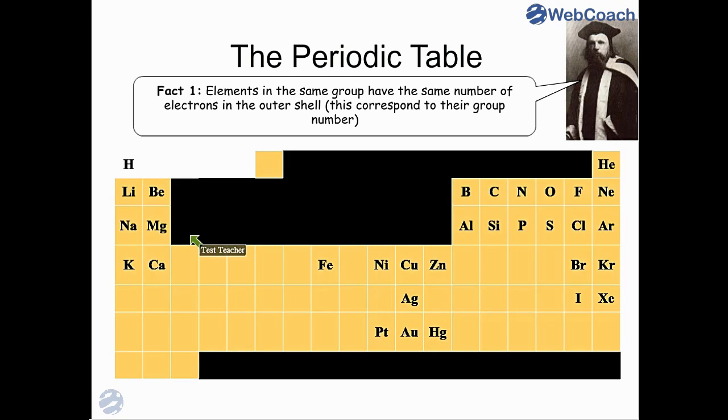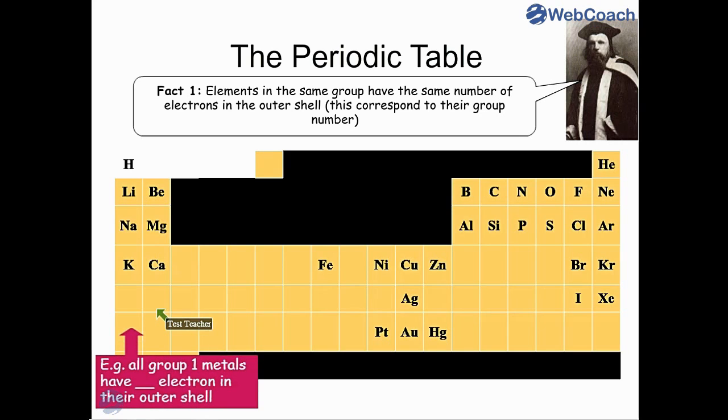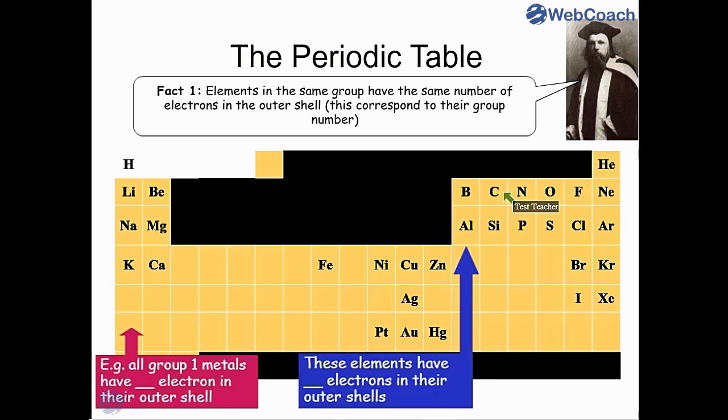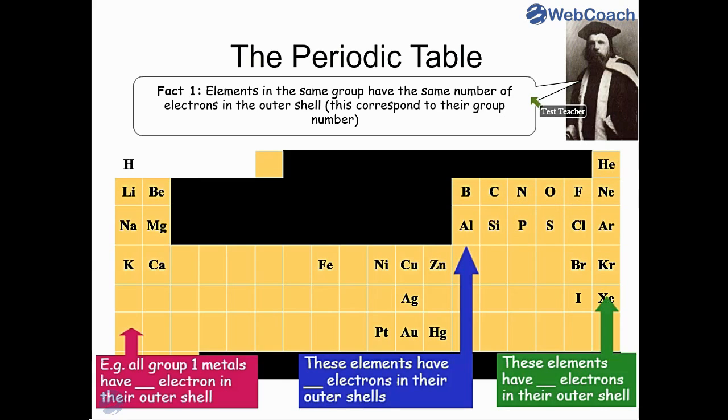Now, does it mean that beryllium, magnesium, calcium, which belong to group number 2, have 2 valence electrons too? The answer is yes, because they belong to group number 2, their valence electrons are 2. All the group 1 elements, the alkali metals, have 1 electron in their outermost shell, whereas the alkaline earth metals have 2 valence electrons. Boron has 3 valence electrons, carbon 4, nitrogen 5. The elements on the extreme right-hand side are called noble gases. So in short, the group number indicates the number of valence electrons.